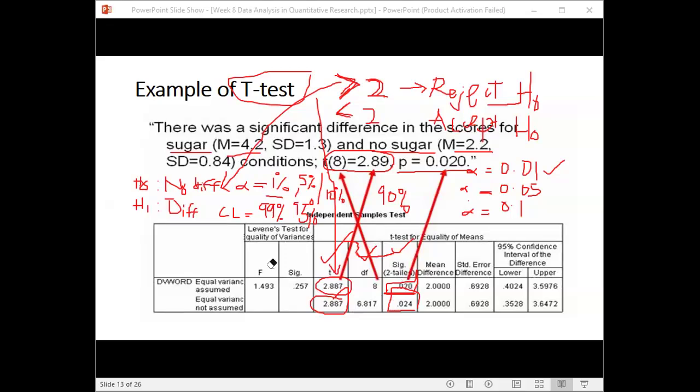Now we compare what we are calling the p-values. In some books, you will see significance, SIG, that's the significance level. In some instances, they have written P value in that column. That is what we call the probability value. And what's the probability value here? This is 0.020. If you convert it to percent, this is 2%.